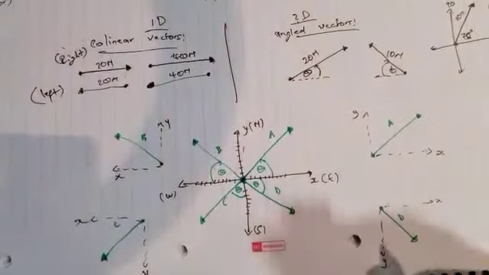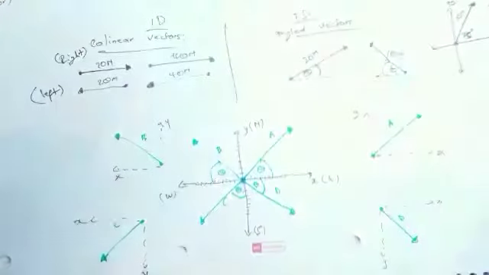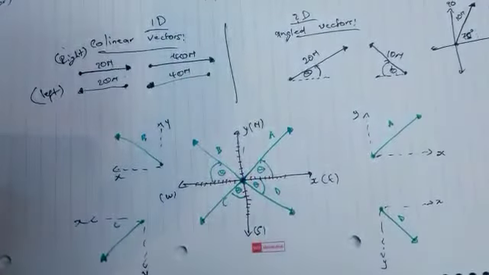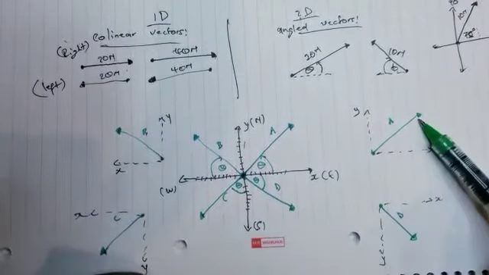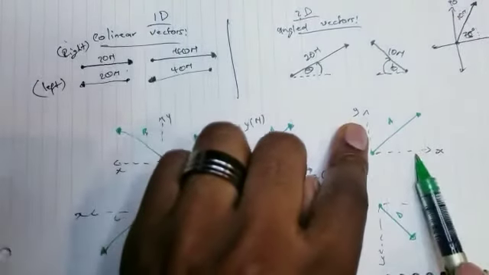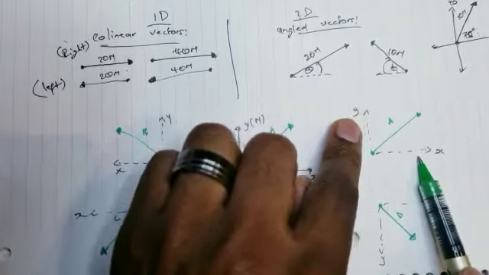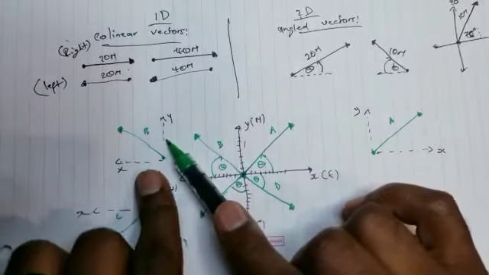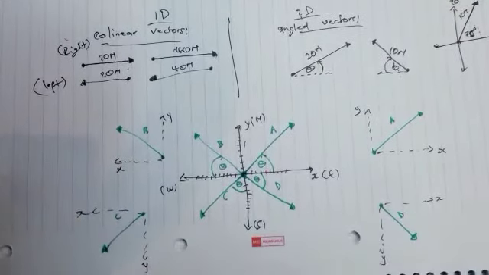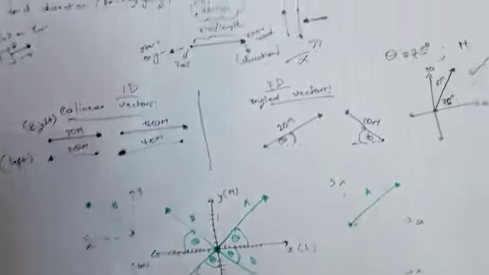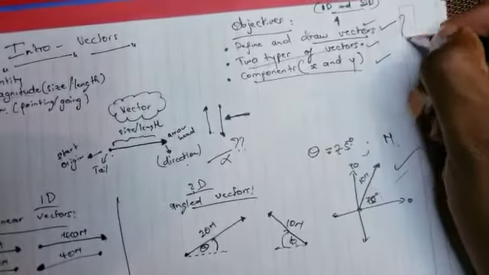Right, so it seems a bit complicated, but it's not. Whenever you see a vector drawn like this, it will have these types of Y and X components. If it's drawn like that, it'll have this type. If it's drawn like this, it'll have this type. If it's drawn like that, it'll have this type. So that's just these 3 objectives covered in a nutshell.